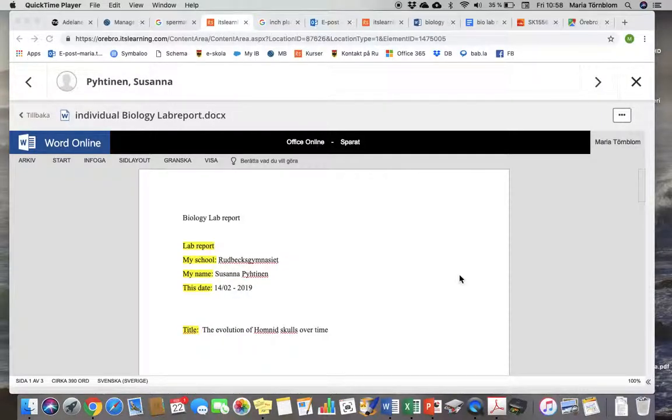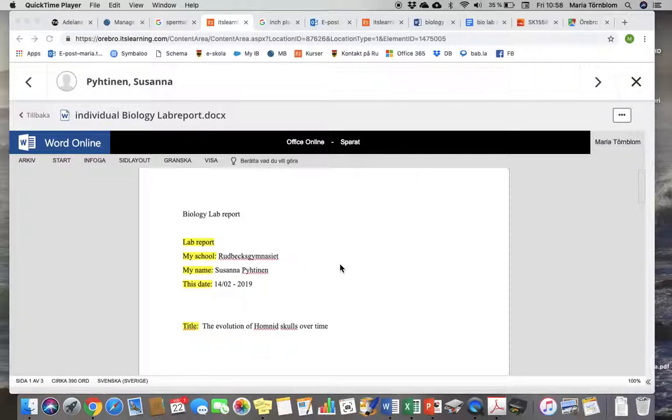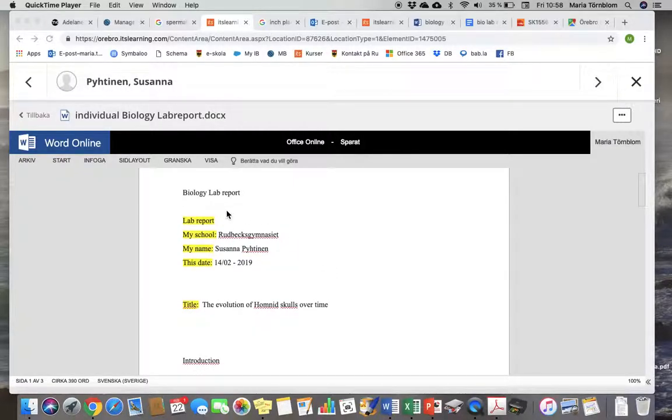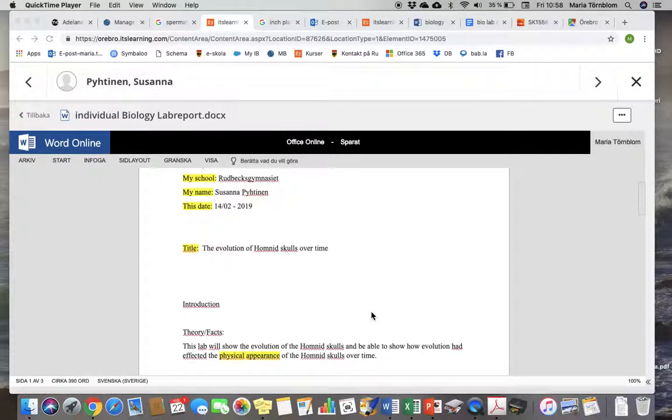Hi Sanna, I'm going to give you some feedback on your first draft of your report. You can see in my yellow markings here that you can actually remove those lab report and title and stuff and just have the text.